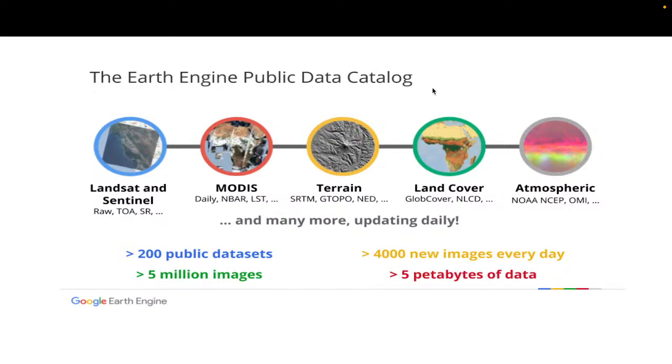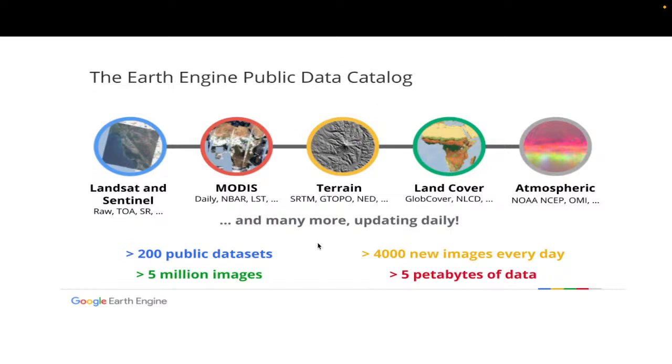It can be Landsat, Sentinel, MODIS, terrain or land cover data, or atmospheric data. All of this we can easily access from the Earth Engine public data catalog. This is a great opportunity of using Google Earth Engine. We don't need to download any kind of satellite imagery.